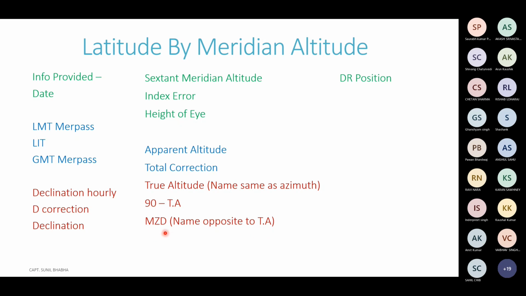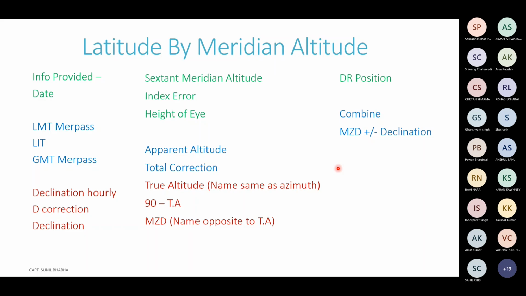Now, once we obtain the MZD, we already have the declination of the body known to us. So what we do now is we combine the MZD and declination. By combining, I mean either we will add the MZD to the declination, or we are going to subtract one value from the other. Now, how to decide whether they are to be added up or one of them is to be subtracted from the other?